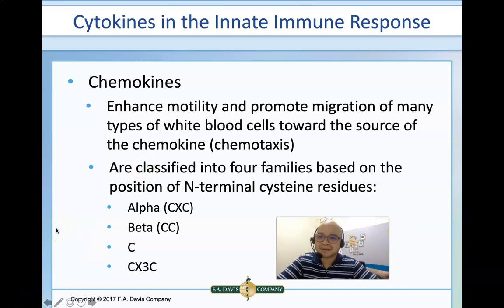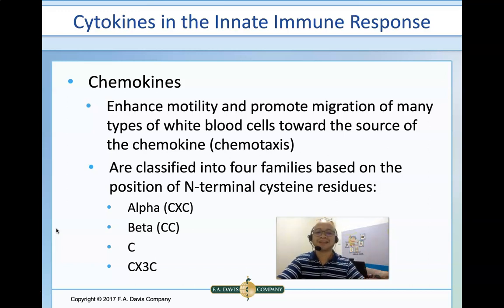Do you know that T helper cells have chemokine receptors on their surface? Examples are CCR5 and CXCR4.